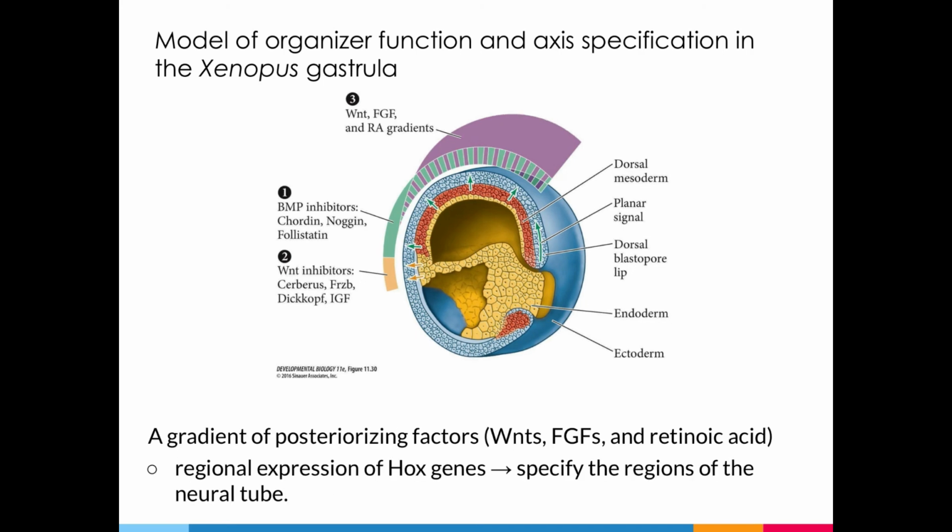In this figure, it's also important to point out that while Wnts are important for specifying the anterior-posterior axis, there are other factors involved as well. Fibroblast growth factors appear to be critical in allowing the cells to respond to the Wnt signal. Retinoic acid, or RA, also forms a gradient that is highest at the posterior end of the neural plate and is important for the patterning of the hindbrain.